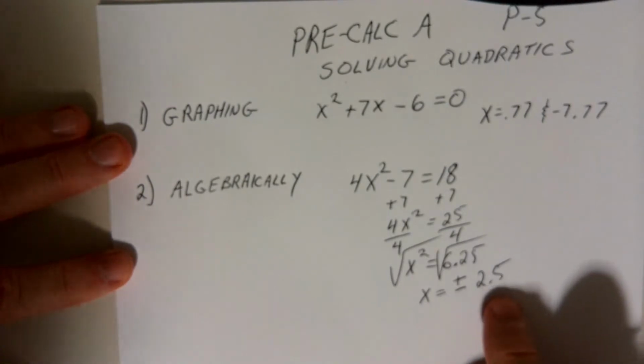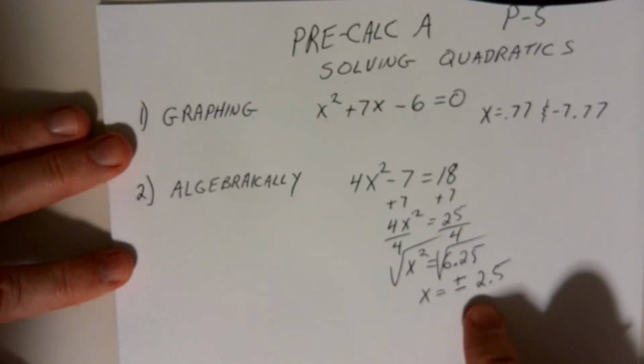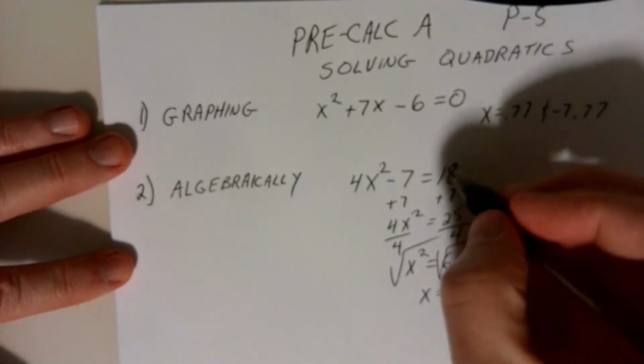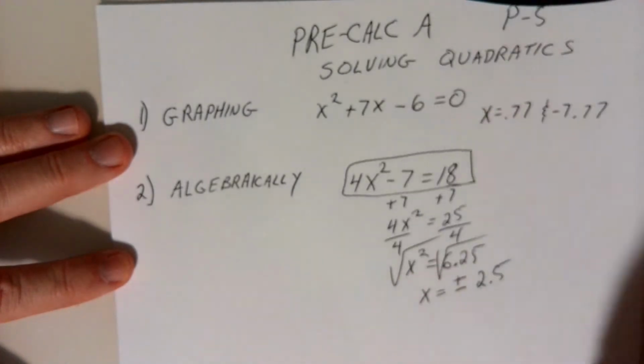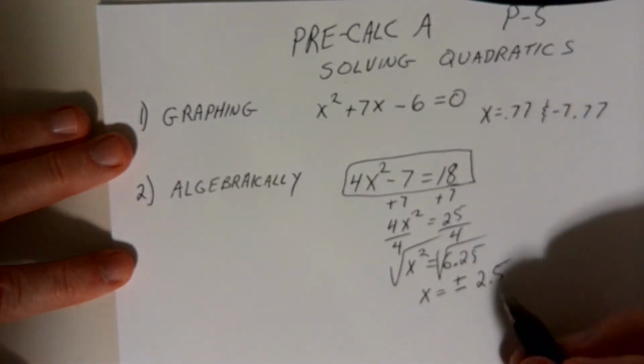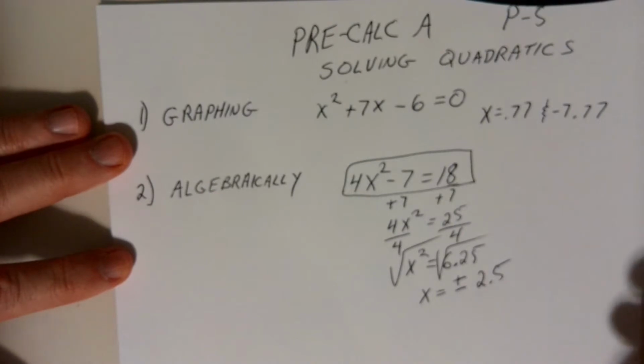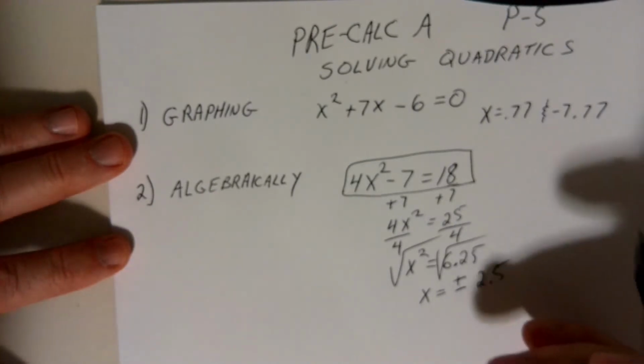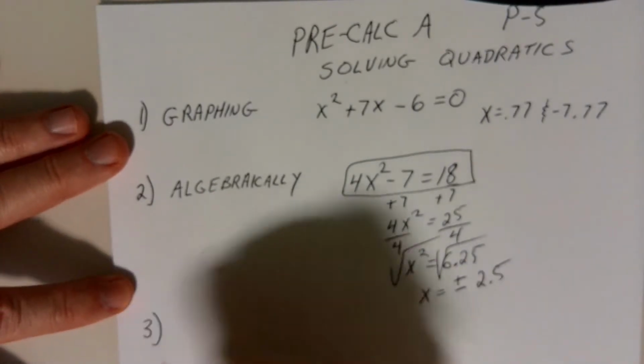So positive 2.5 and negative 2.5. Now, the nice thing about this is, if I was to take this and put this into my graphing calculator, it would cross at 2.5 and at negative 2.5. So you're not going to get different answers doing it different ways. You're just going to learn different stuff.